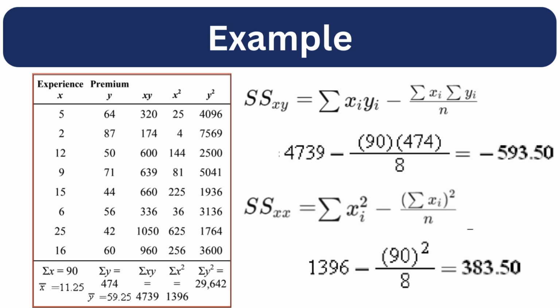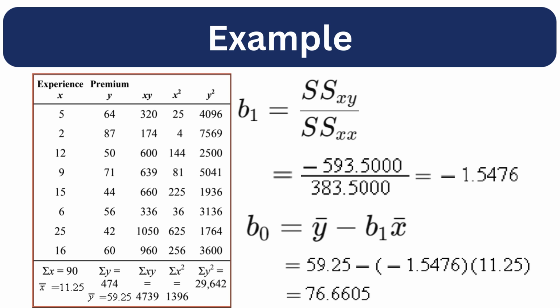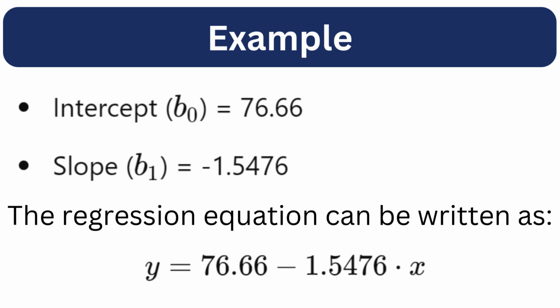Once we calculate the sum of squares, we can now calculate the regression coefficients. So now we have put the values of sum of squares in the beta 1 equation, and we got the slope negative 1.547. Similarly, we calculated beta naught and we have the value 76.66. So based on these two regression coefficients, our linear regression equation can be written as y equals 76.66 minus 1.547 times x.